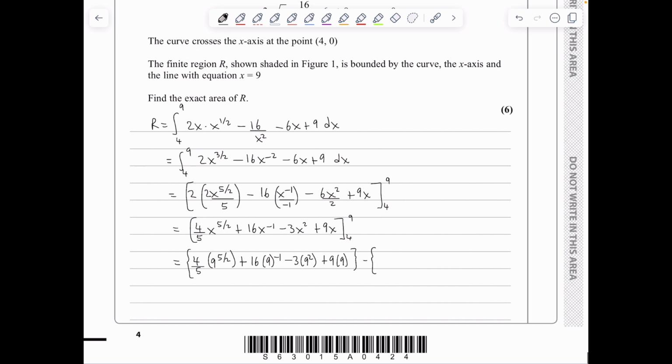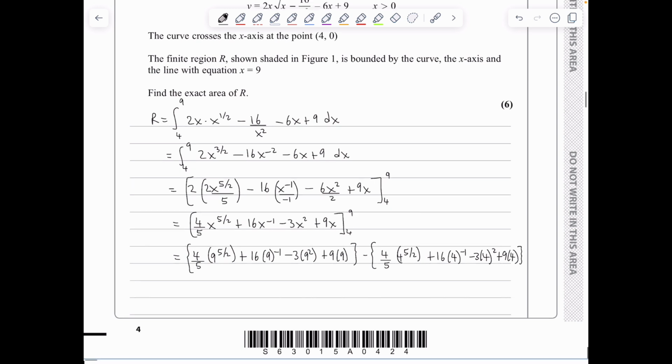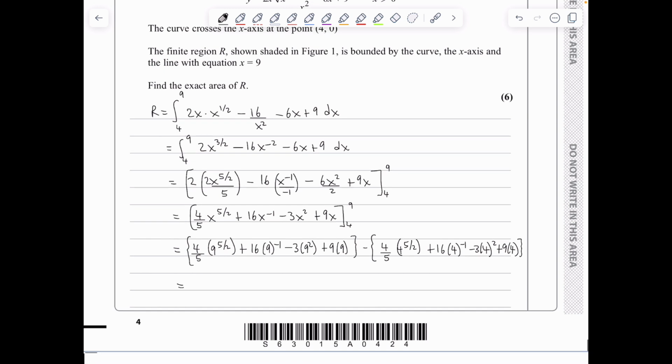minus the lower limit, so 4 over 5 times 4 to the 5 over 2 plus 16 times 4 to the negative 1 minus 3 times 4 squared plus 9 times 4. Plug this on the calculator, we get an answer of 746 over 45 squared units for the area R.